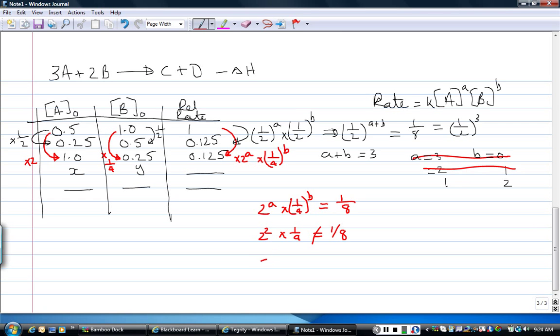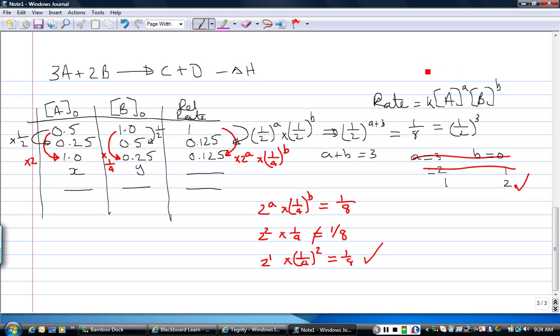That would say that 2 to the 1 times a quarter squared would be equal to 1/8. Is that true? Well, 2 to the 1 is 2. A quarter squared is 1/16. 2 times 1/16 is 1/8. That is true. And therefore, I can report that the order of the reaction with respect to A is 1. In other words, the reaction is first order in A. And the order of the reaction with respect to B is 2. In other words, the reaction is second order in B.